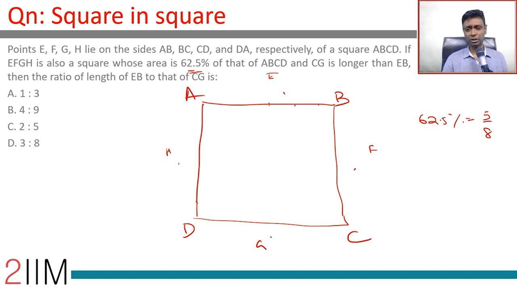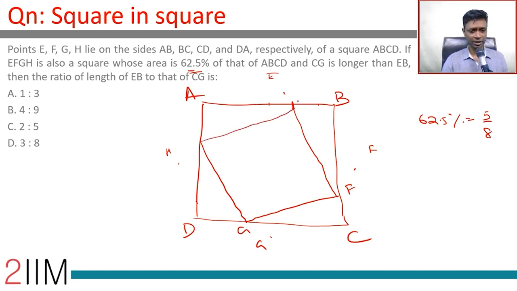We know EB is shorter than CG. So if E were here, F here, G here, and H here, this would be a square. Right? We want to find the ratio of the length of EB to that of CG. Fine. If this is 1 and this is R, we want to find 1:R. We effectively want to find R. Remember, if this were R, this would be R, this would be R, this would be R. This is 1, 1, 1. We're talking about ratios, nothing more than that.